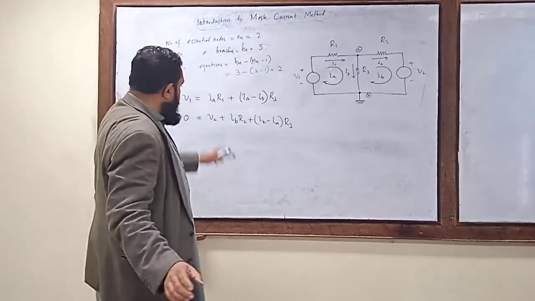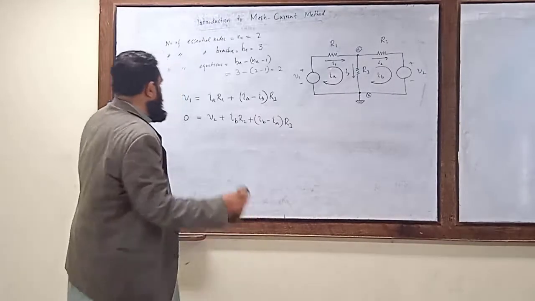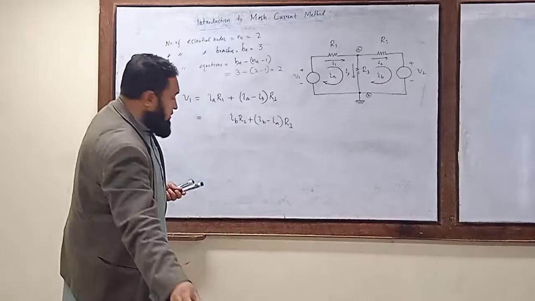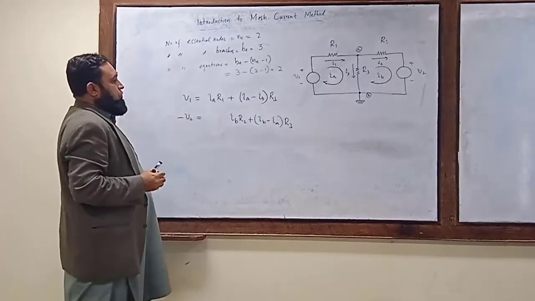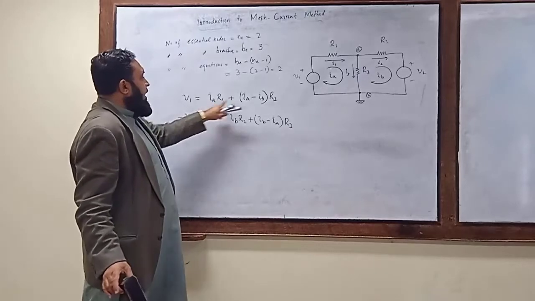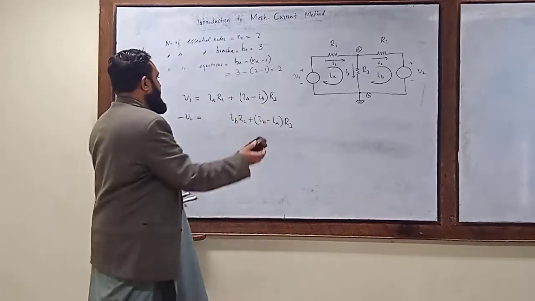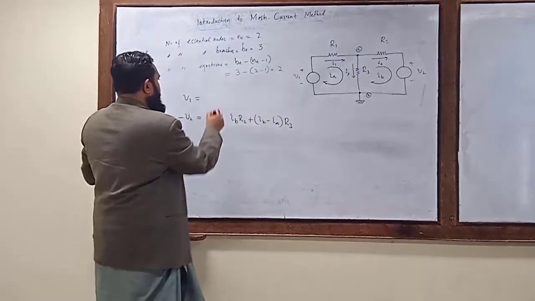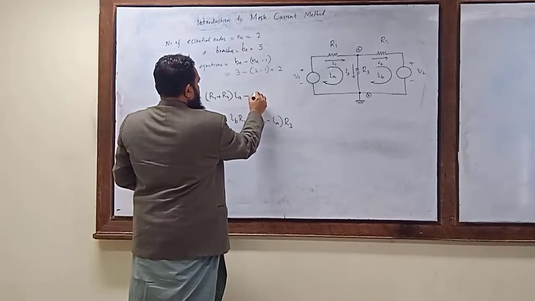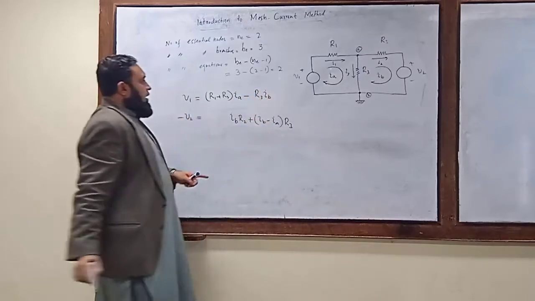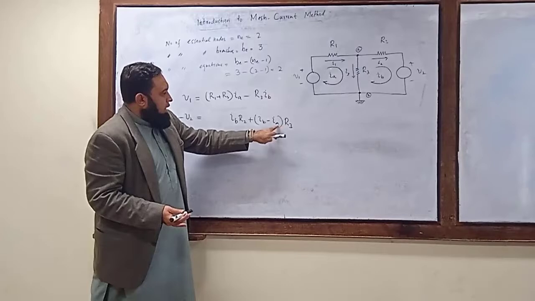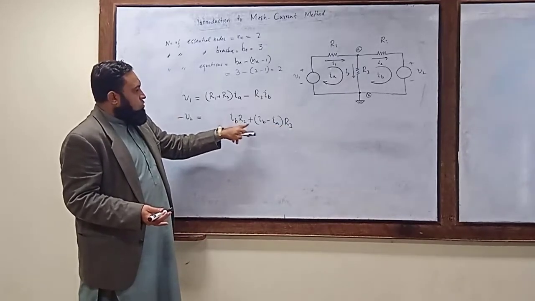Simplifying this expression, we can take this V2 to the right hand side of the equation, so we can write minus V2. With a little bit of simplification of the first equation, we can take IA as common, so we will have (R1 plus R3) IA minus R3 into IB.